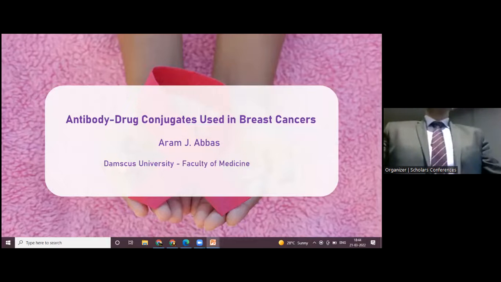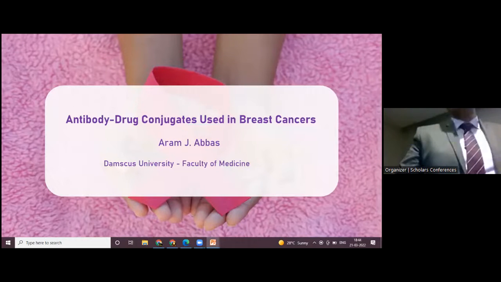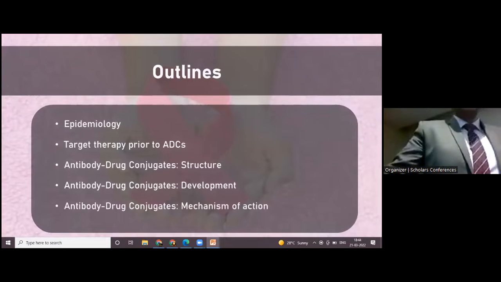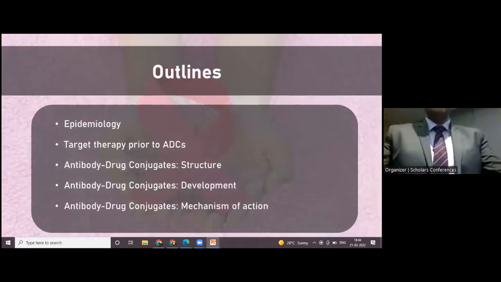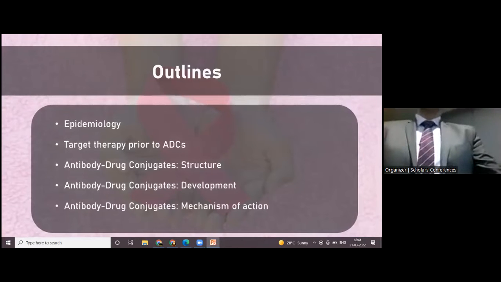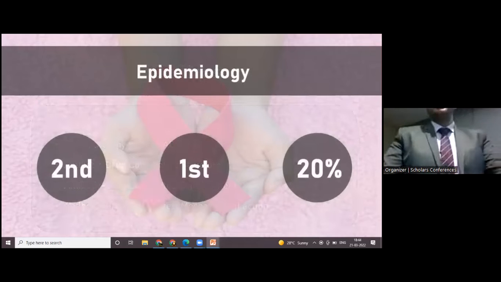Today, I'm going to talk about antibody-drug conjugates, ADCs, used in breast cancers. Today's presentation will cover some epidemiology, target therapy prior to ADCs, and the structure, development, and mechanism of action of antibody-drug conjugates. Starting with some epidemiology.